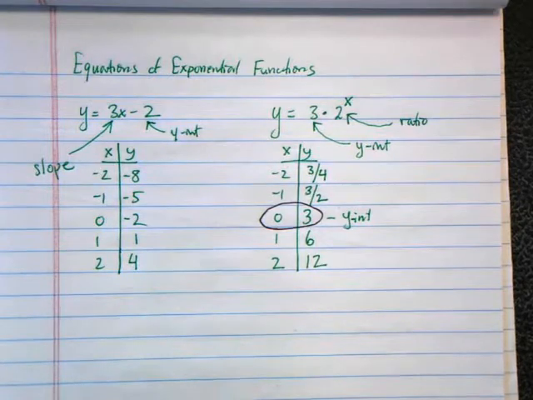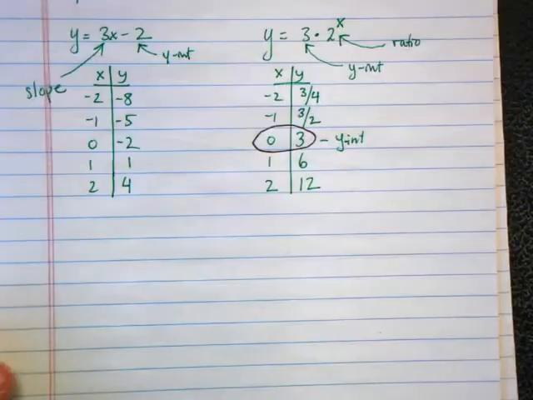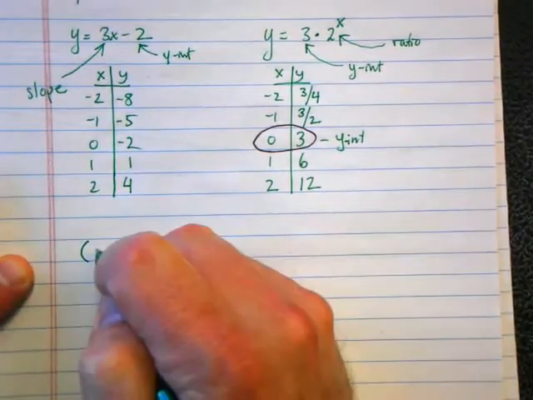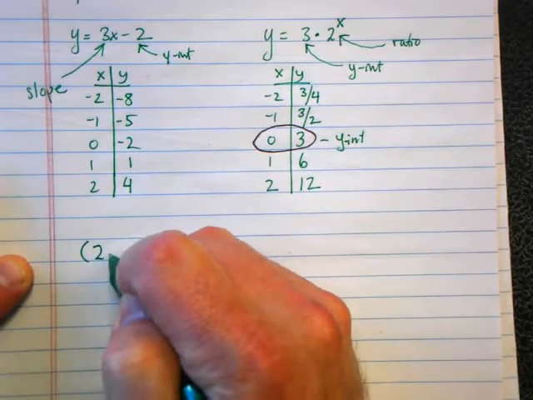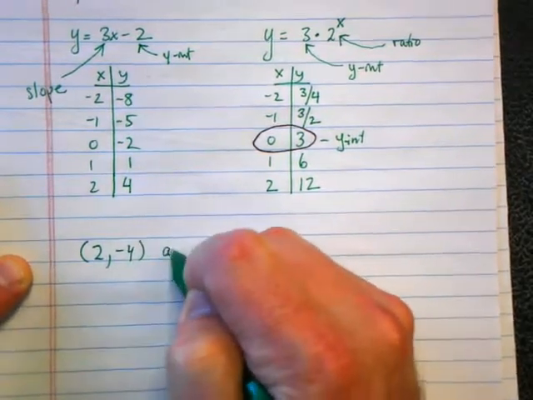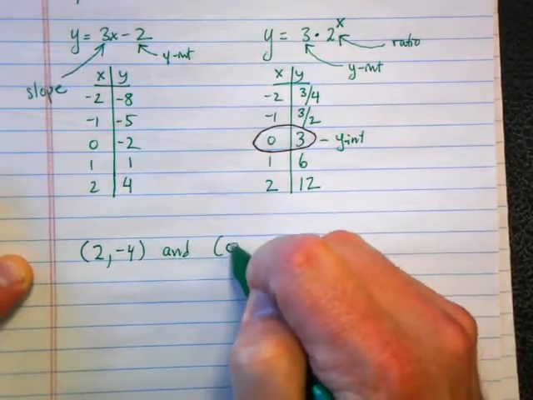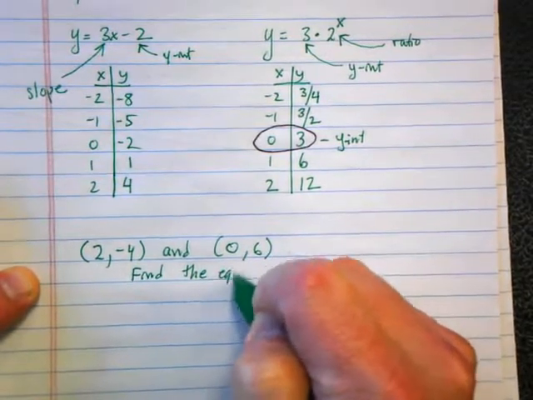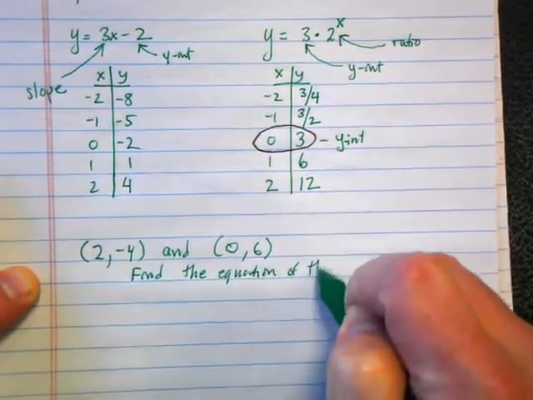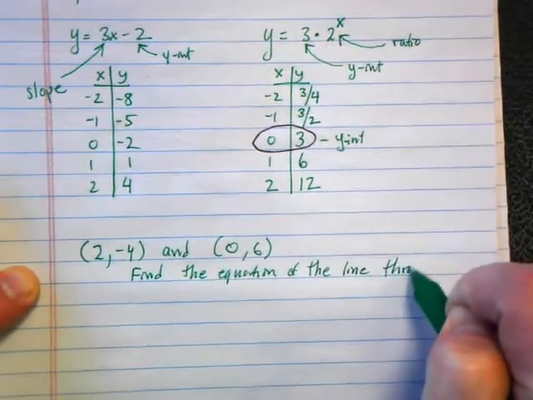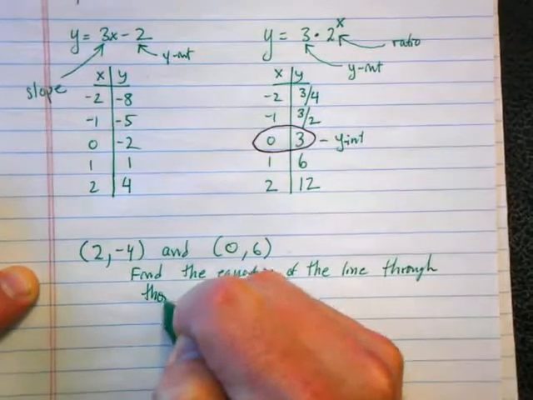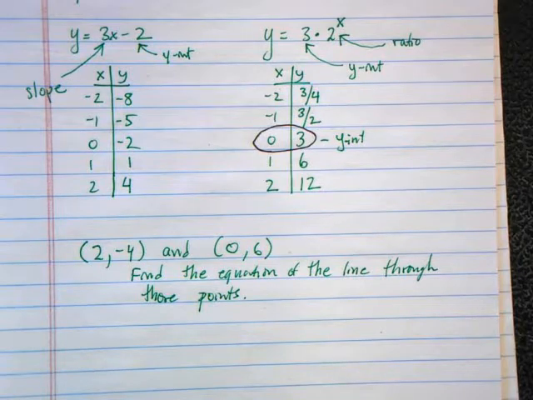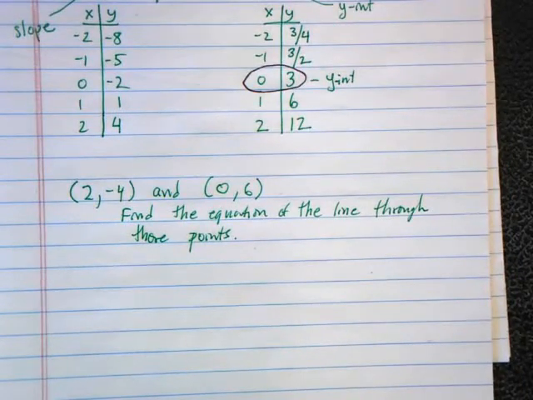Now, you might remember the very, very first day of class. Here's what we did. I might have given you 2 points. I might have given you the point (2, -4) and (0, 6), and said, find the equation of the line through those points. That was what we covered the very first day of class. Long time ago, seems like now.